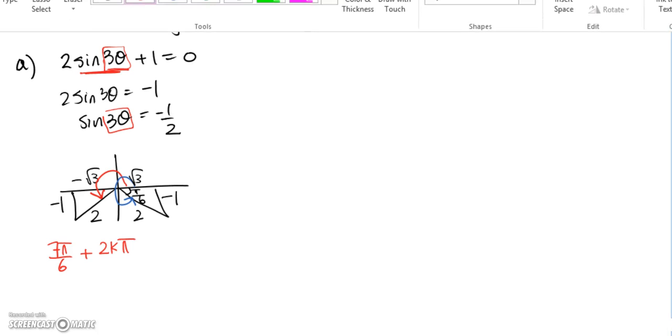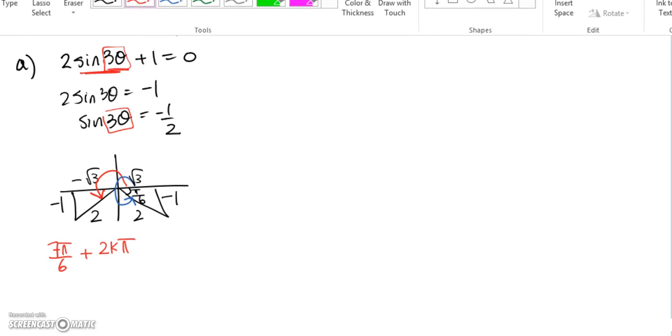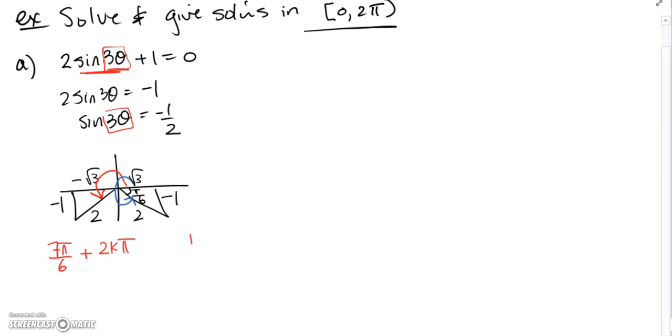And the one in blue is going to be not all the way to 2 pi, which would be 12 pi over 6, but one short of 12 pi over 6, so 11 pi over 6. And then if I want to pick up all of them, plus 2k pi. So what I just did was I found when sine is equal to -1/2, which means I took care of the sine part. So in other words, I took sine inverse of both sides, if you want to think of it that way. And so we've untrapped the 3 theta.